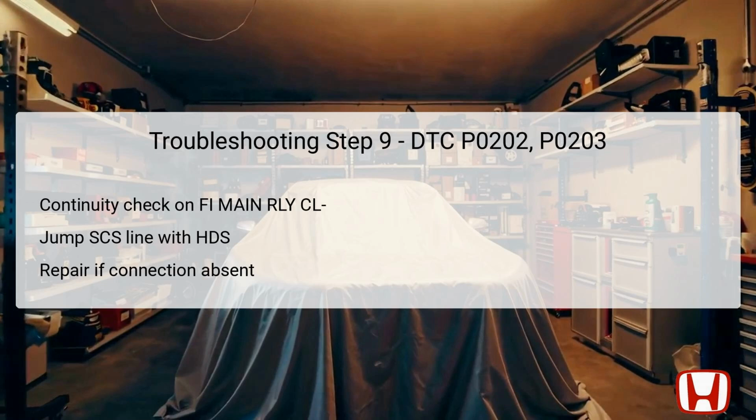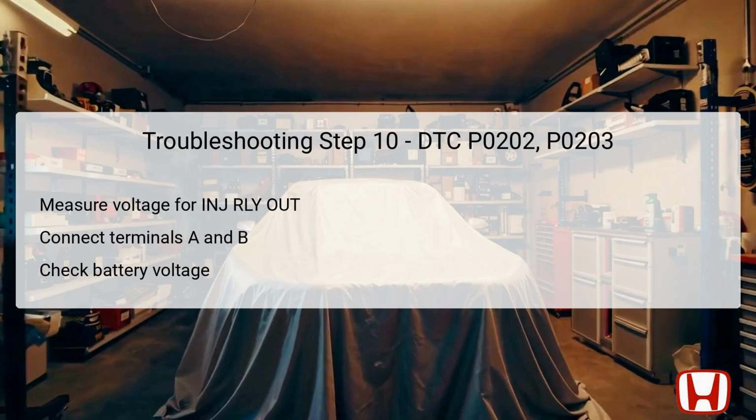If not, it requires repairing any open in this particular wire between the PCM and the injector relay. In this step, you will check the INJ RLY out wire by conducting another voltage measurement test. Turn the vehicle to the off lock mode and use a jumper wire to connect terminals A and B at the injector relay socket, specifically terminals number 1 and number 2.